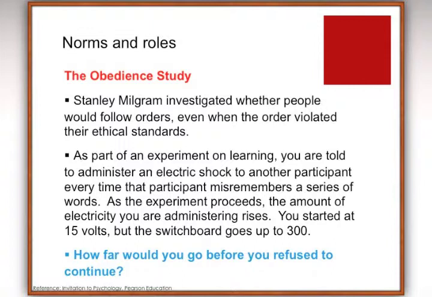As the experiment proceeds, the amount of electricity administered rises. Can you guess how far a participant would administer the electricity before refusing to continue the study?